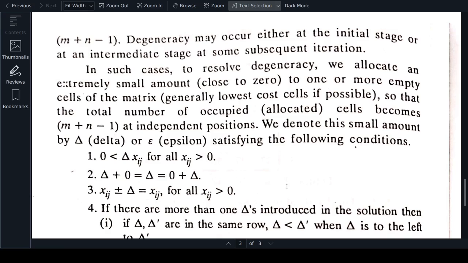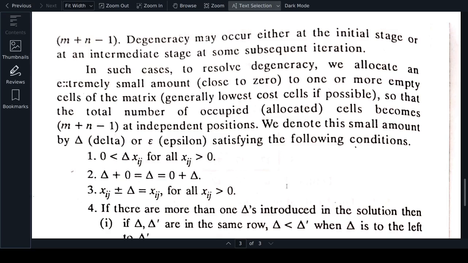So you see the theory. In a transportation problem, degeneracy occurs whenever the number of independent individual allocations is less than m plus n minus 1. Degeneracy may occur either at the initial stage or at an intermediate stage at some subsequent iteration. In such cases, to resolve degeneracy, we allocate an extremely small amount, close to 0, to one or more empty cells of the matrix, generally the lowest cost cell if possible.